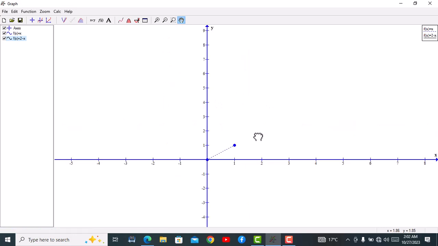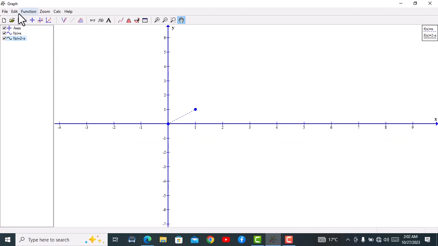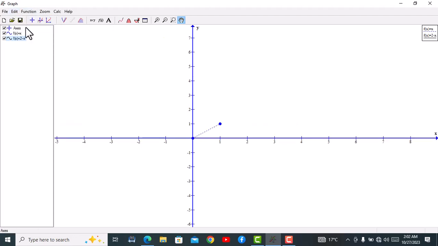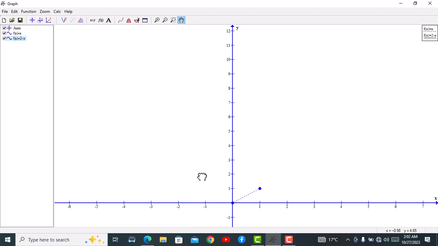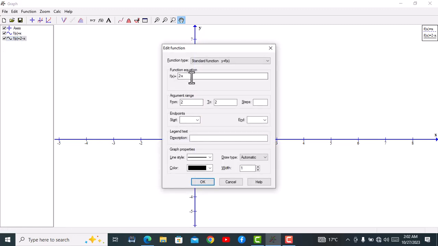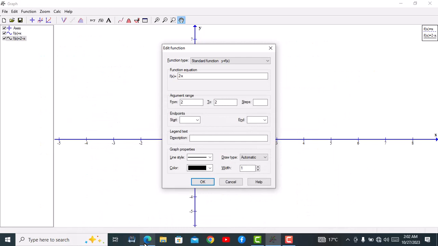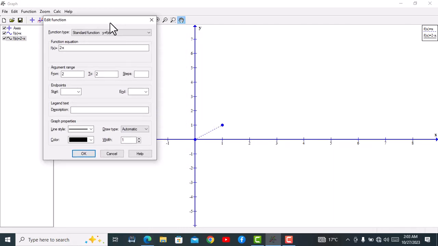And let's look into that. Where is it now? Undo, redo. Where is that function, guys? We have 2 minus x, and x should be greater than 1, which is at 2. There it should begin.